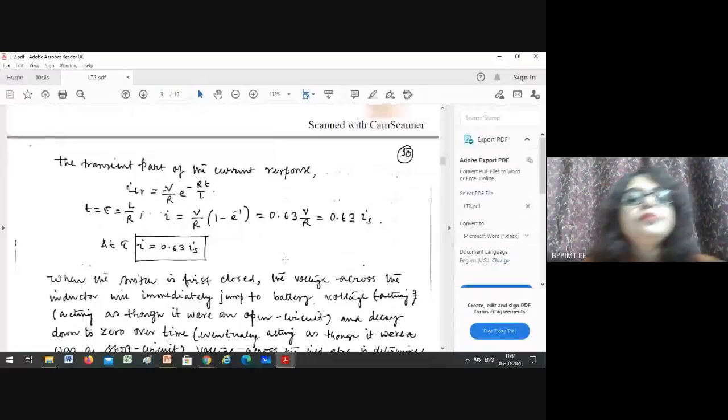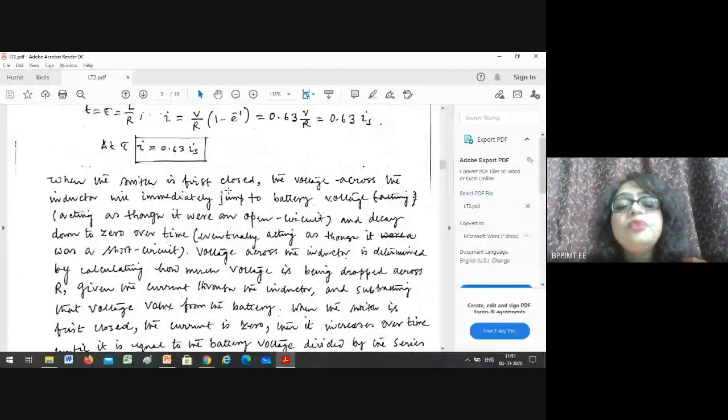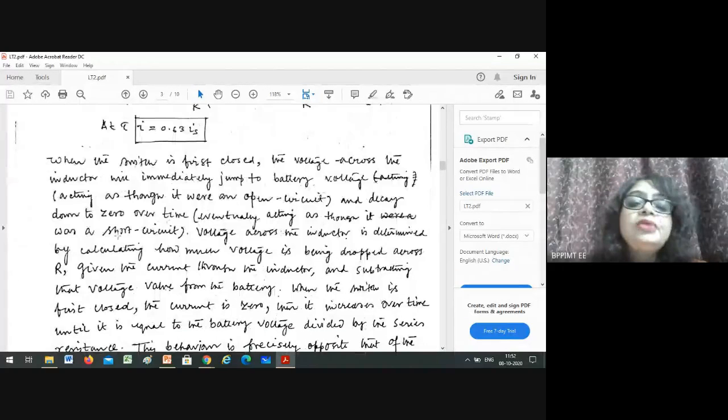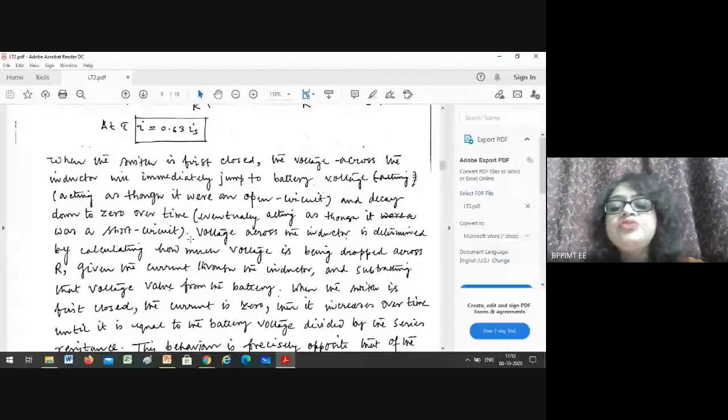So, when the switch is first closed, what is happening? The voltage across the inductor will immediately jump to the battery voltage, as if it was an open circuit, and decay down to 0 over time, eventually acting as though it was a short circuit.